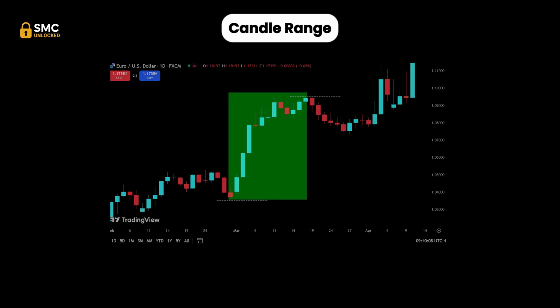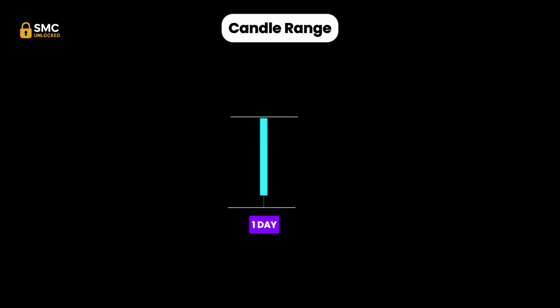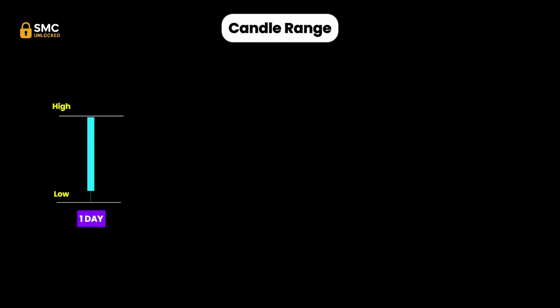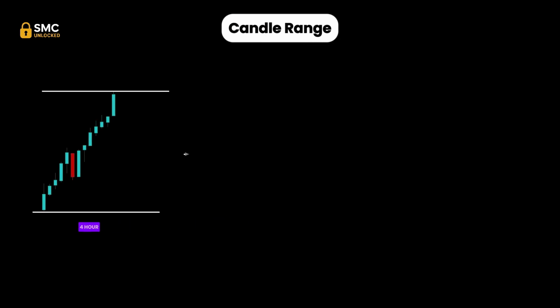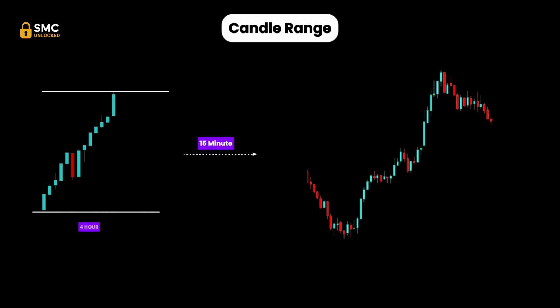To break it down further, suppose we mark the range of a one-day candle, from its high to its low. If we shift that same range onto the 4-hour time frame, it now becomes a 4H range. And if we further bring that range down onto a 15-minute chart, you'll notice how the range adjusts itself in detail. This is the foundation you need to keep in mind.